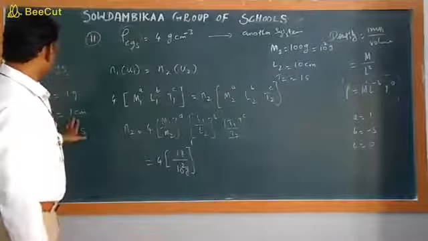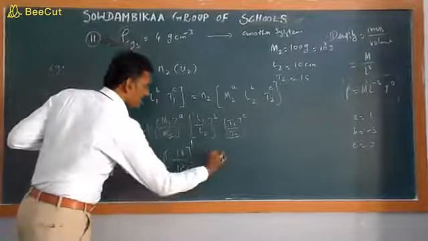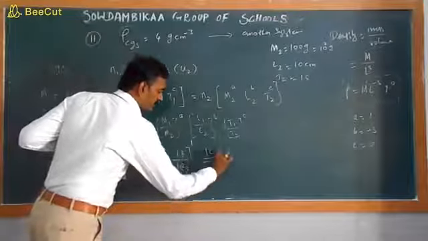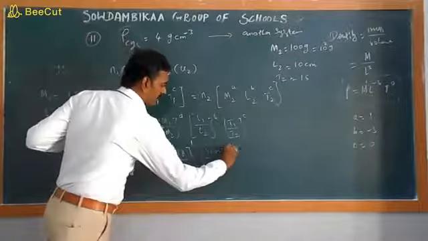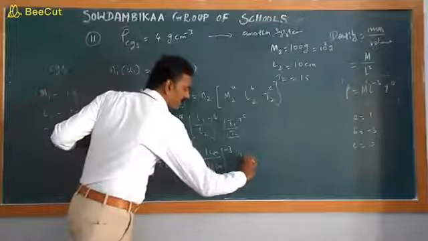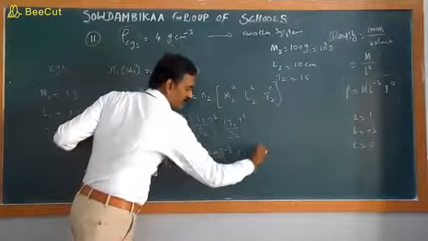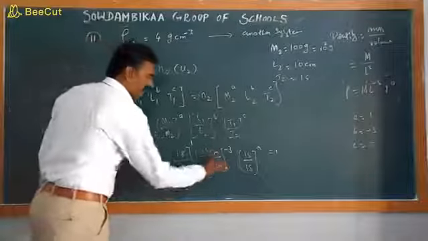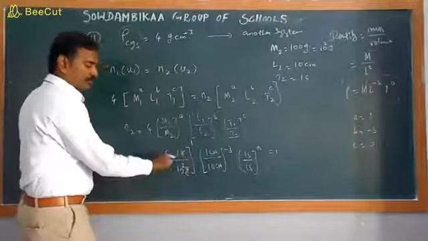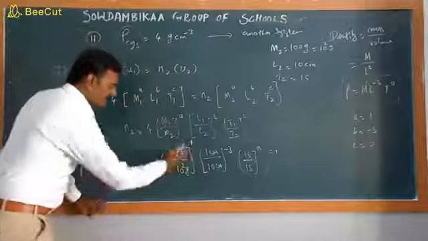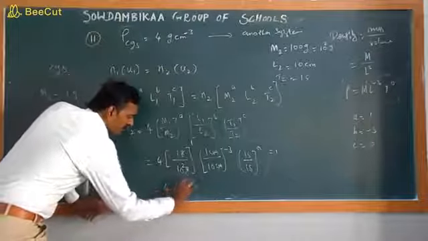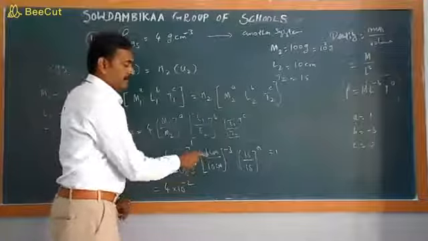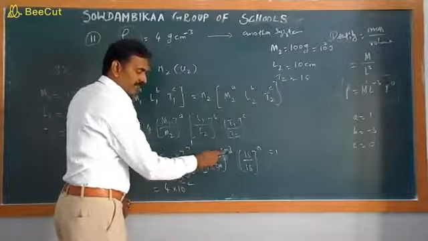Then L1 is 1 centimeter, divided by L2, which is equal to 10 centimeter, power minus 3. Then T1 by T2 is taken power 0, and anything power 0 is equal to 1. So cancel gram and centimeter. The 10 power 2 comes to the numerator as 10 power minus 2, into 1, that is also minus 2. So 4 into 10 power minus 2. Here 10 power 1, if it comes to the numerator, becomes 10 power minus 1, and 10 power minus 1 into minus 3 is 10 power plus 3.